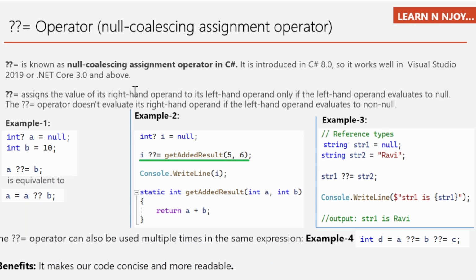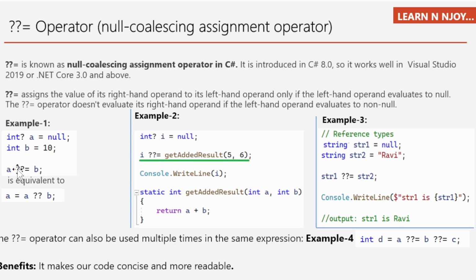What does it mean? Let's understand with the help of an example. If you see example number 1, int question mark a is equal to null, int b is equal to 10, where this a variable has the null value and b has the value 10, right? And the third statement, if you see a double question mark equal b, what does it mean? Here, a is the left-hand side operand, right? And b is the right-hand side operand.